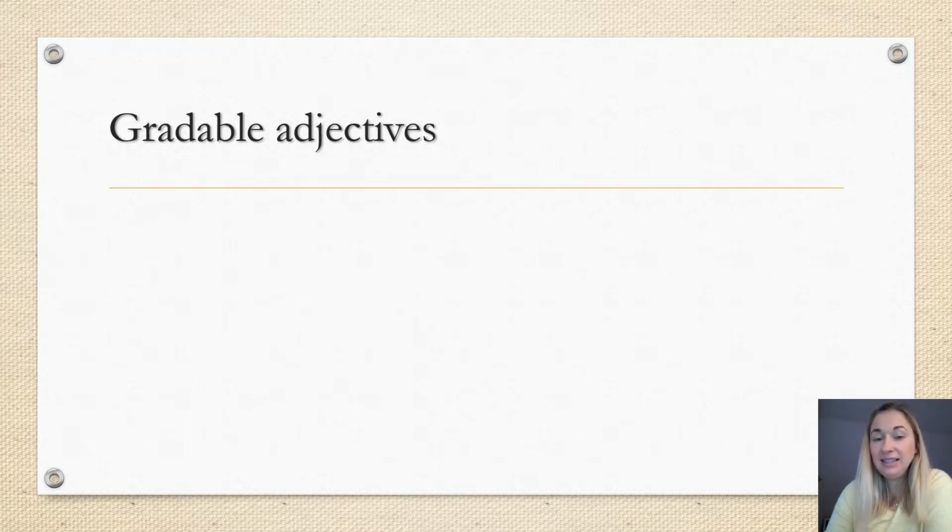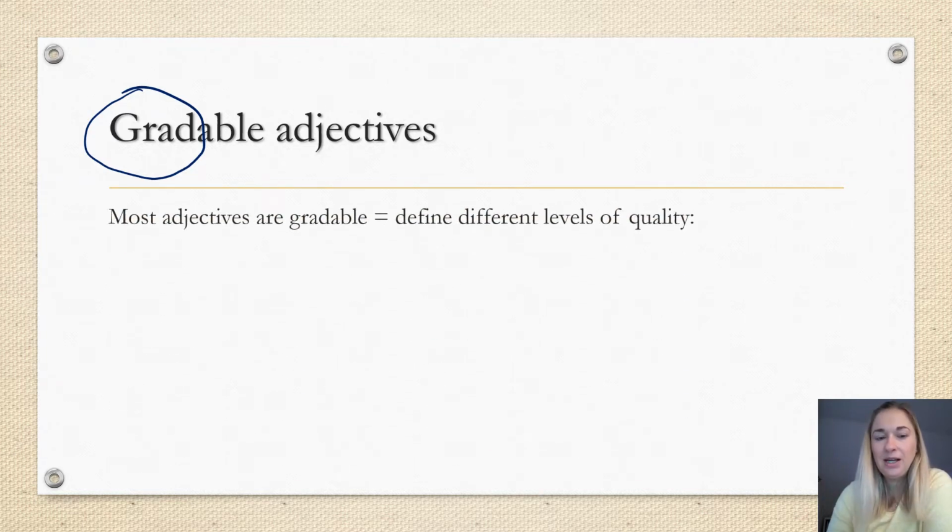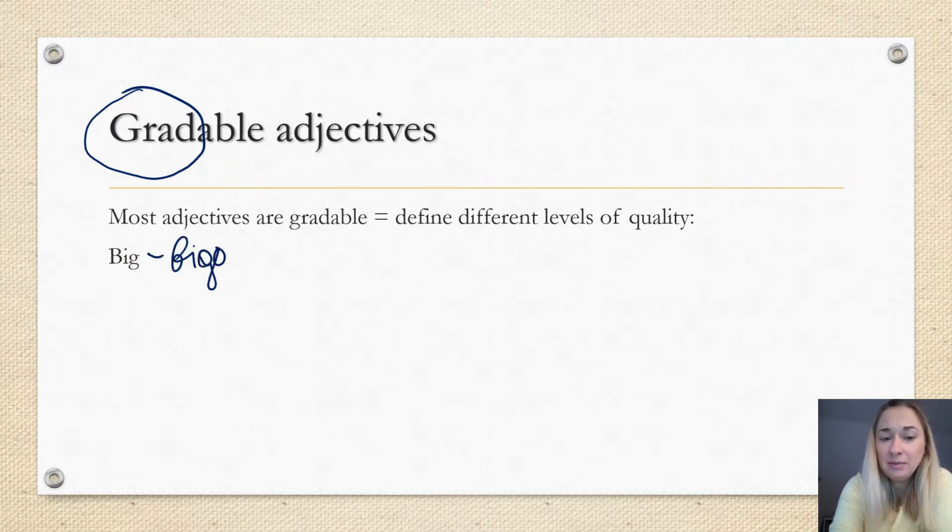Adjectives are divided in English into gradable and ungradable. As the name already tells you, gradable is something where you can build the grades of comparison, and ungradable is something you don't. But let's take a look at more examples. Most adjectives are gradable. They describe different levels of quality. For example, big, bigger, the biggest.